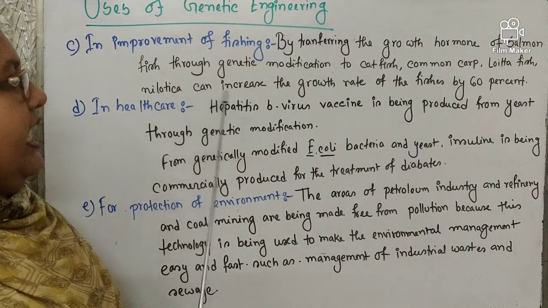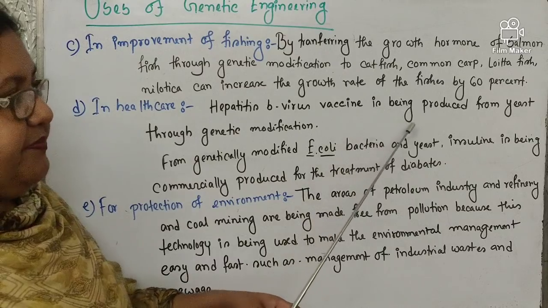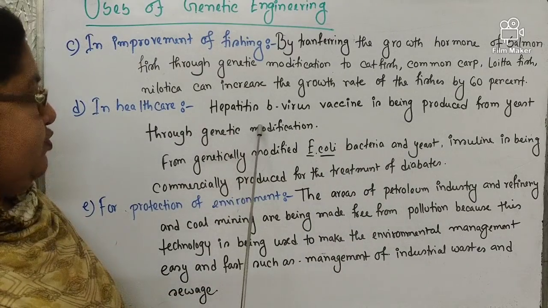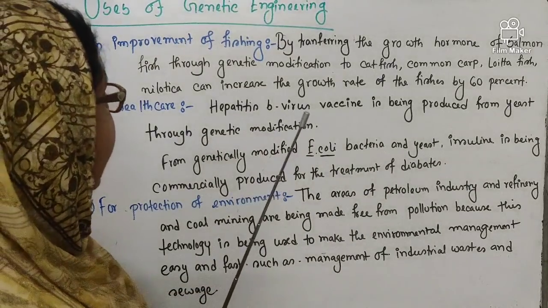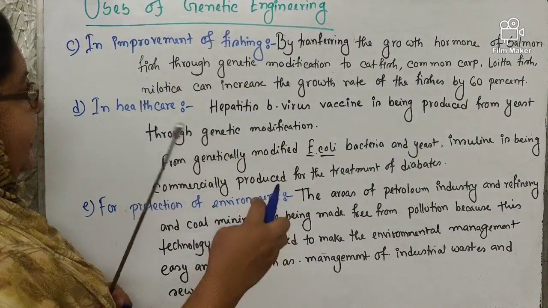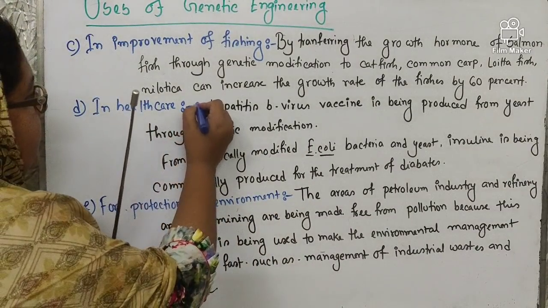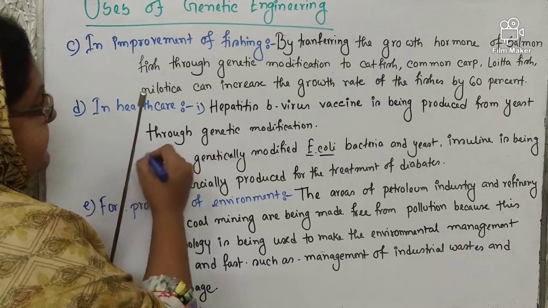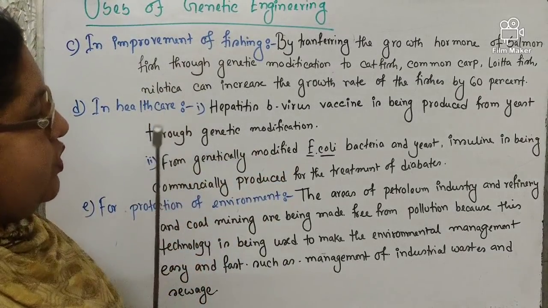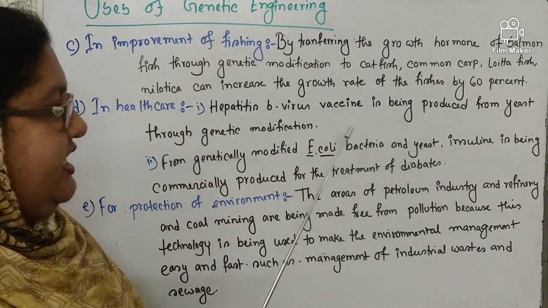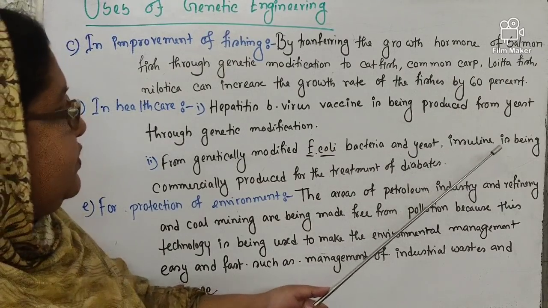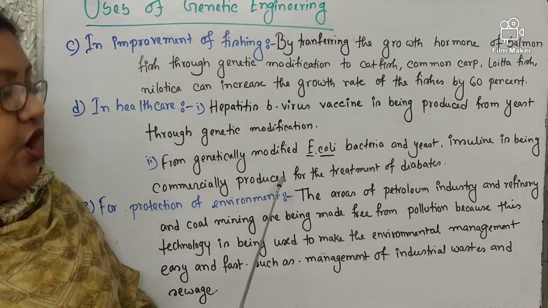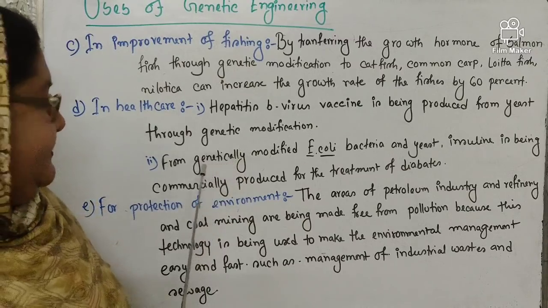In healthcare, hepatitis B virus vaccine is being produced from yeast through genetic modification. And another thing, through genetic engineering or genetic modification of E. coli bacteria and yeast, insulin is being commercially produced for the treatment of diabetes.